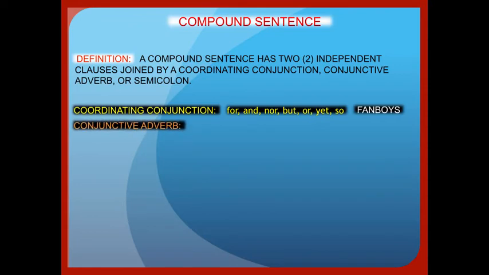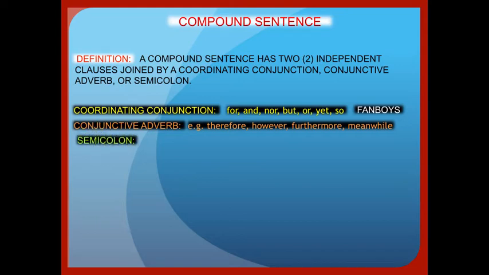Conjunctive adverbs are used in more formal writing to join sentences. Examples of conjunctive adverbs are therefore, however, furthermore, and meanwhile. A more complete list of conjunctive adverbs is in your textbook or on the internet. Finally, a simple semicolon can be used to create a compound sentence, but the sentences must be closely related, and it should not be used continuously when writing a paragraph or essay. In other words, it does not replace a period.